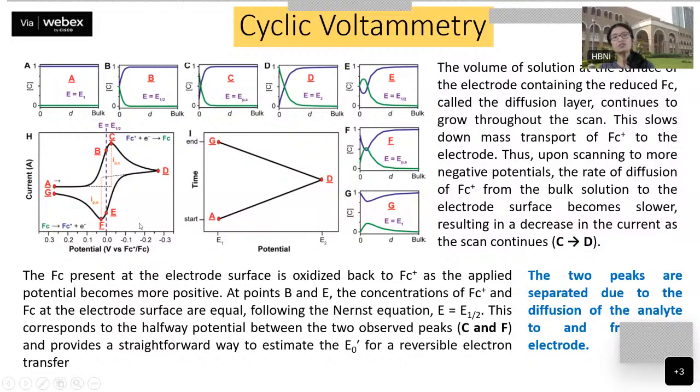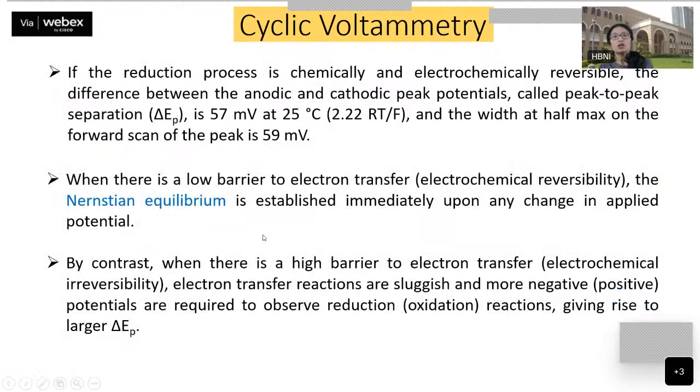So this is basically the general concept of CV. Now, if the reduction process we are seeing is both electrochemically as well as chemically reversible, then the difference between the anodic and the cathodic peak potential, or the peak-to-peak separation, is around 57 millivolts. This you get from the Nernst equation. The width at half max on the forward scan of the peak is 59 millivolts. Whenever there is a low barrier to electron transfer, that is, electrochemical reversibility, the Nernstian equilibrium is established immediately whenever there is a slight change in the potential.